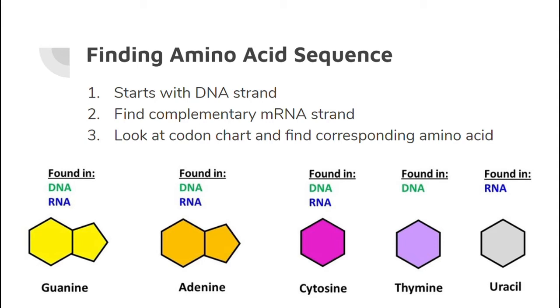Then to find the amino acid sequence, we look at the DNA strand, we find the complementary mRNA strand, and then use a codon chart to find the corresponding amino acid.